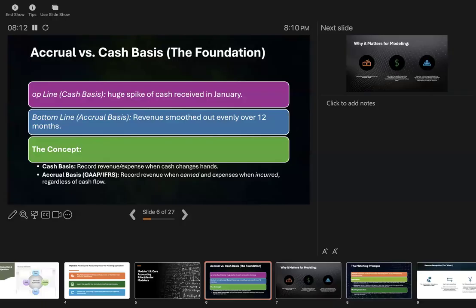They all agree that you have to record revenue when earned and expenses when incurred, regardless of cash flow. So even if you haven't received cash, you have to record those expenses. That is accrual basis. And like I said, this is basically the matching concept. By definition, revenue earned must be matched against expenses incurred in earning it.